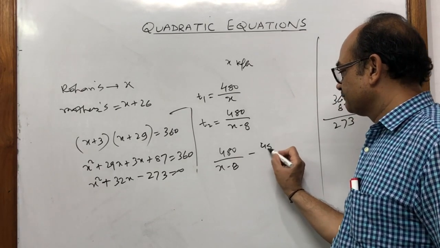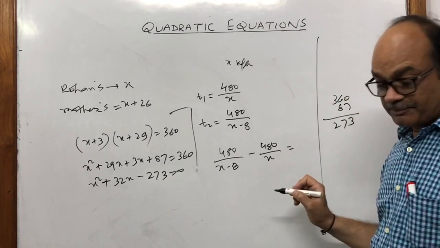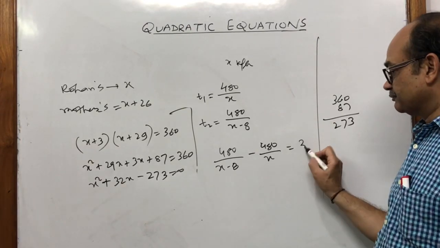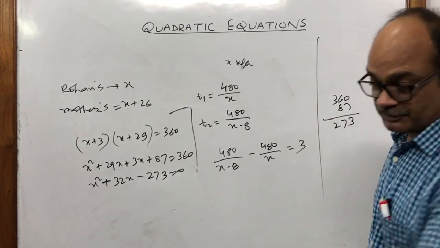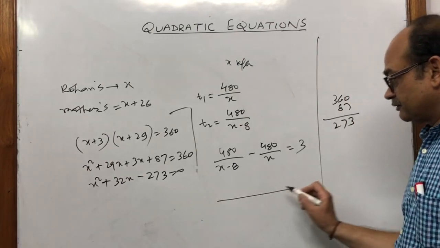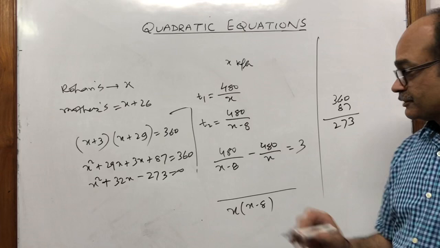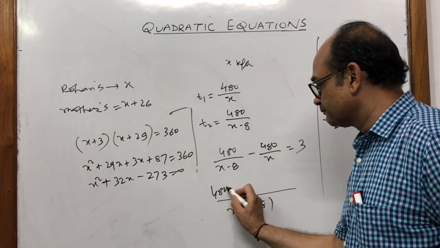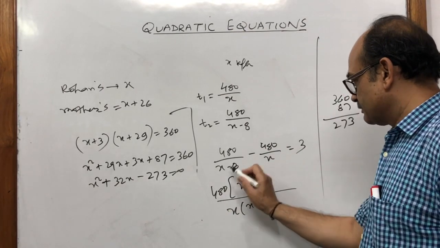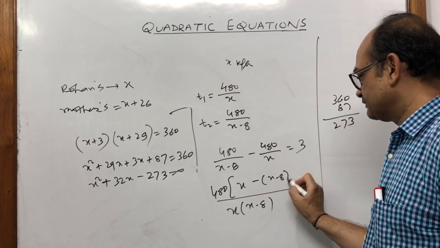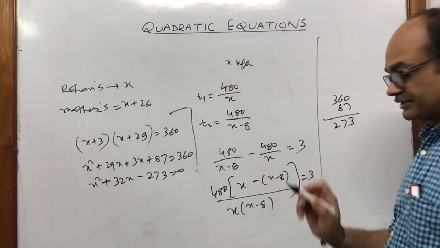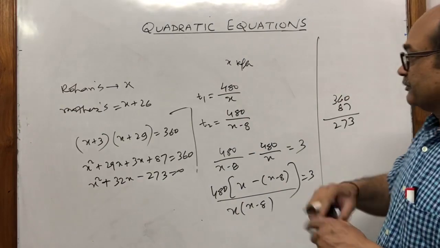It is given, how many hours? 3 hours more. Now how to solve? Important point, again if you have some idea of LCM, then only you can solve it. So 480 is common, and inside the bracket 1 upon x minus 8 minus 1 upon x equals 3. Now simplify it and form the equation.